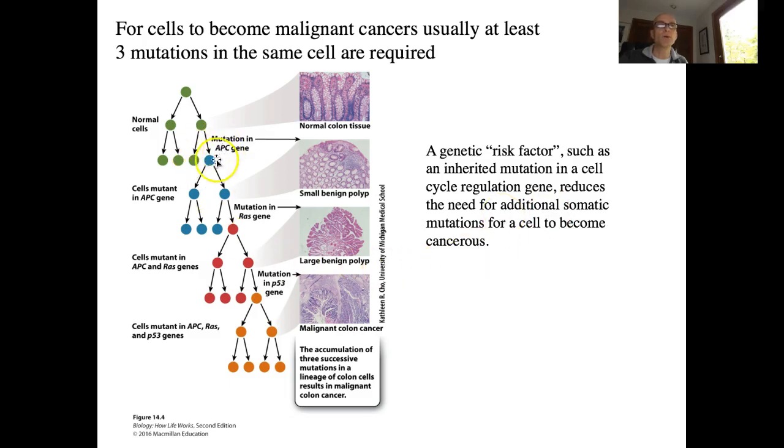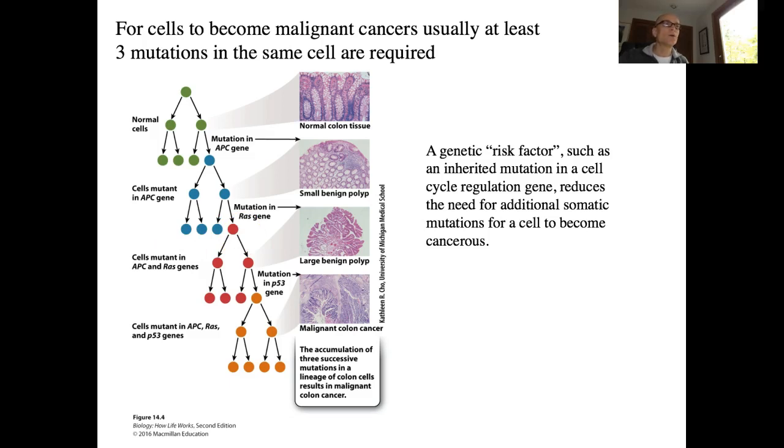So if you are already born with a mutation in APC, then that is a risk factor for cancer. It doesn't mean that you get cancer, because this may never happen. They might all just be blue. You might be more prone to having certain polyps, but they're not cancerous necessarily. And so that's what a risk factor means, in this case, for cancer.